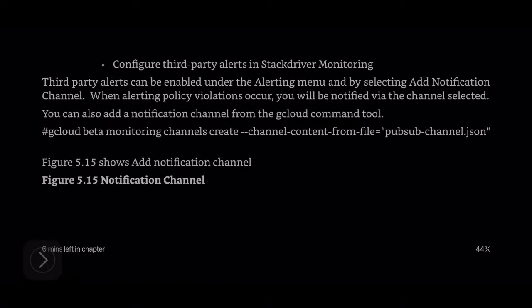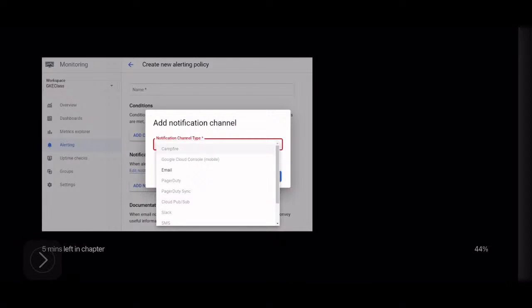Configure third-party alerts in Stackdriver monitoring. Third-party alerts can be enabled under the alerting menu and by selecting Add Notification Channel. When alerting policy violations occur, you will be notified via the channel selected. You can also add a notification channel from the Cloud command tool: gcloud beta monitoring channels create, with channel content from file equals the Pub/Sub channel JSON. Figure 5.15 shows add notification channel. Figure 5.15 Notification channel.